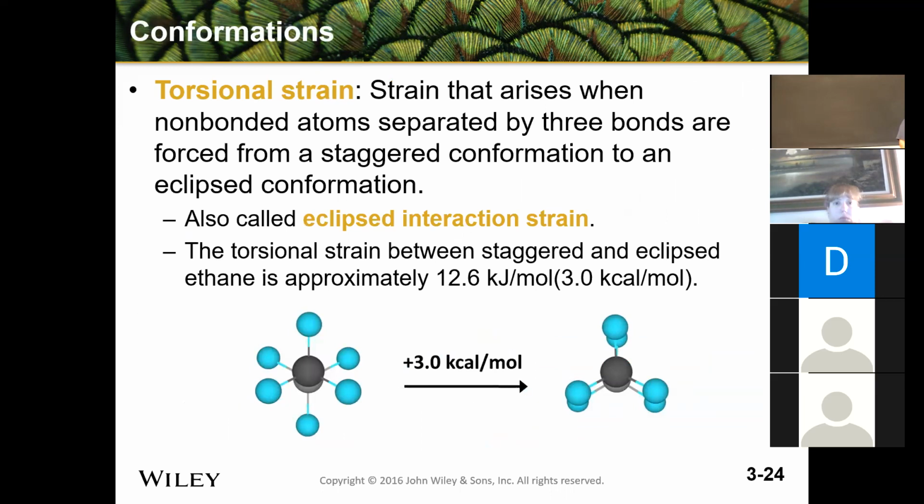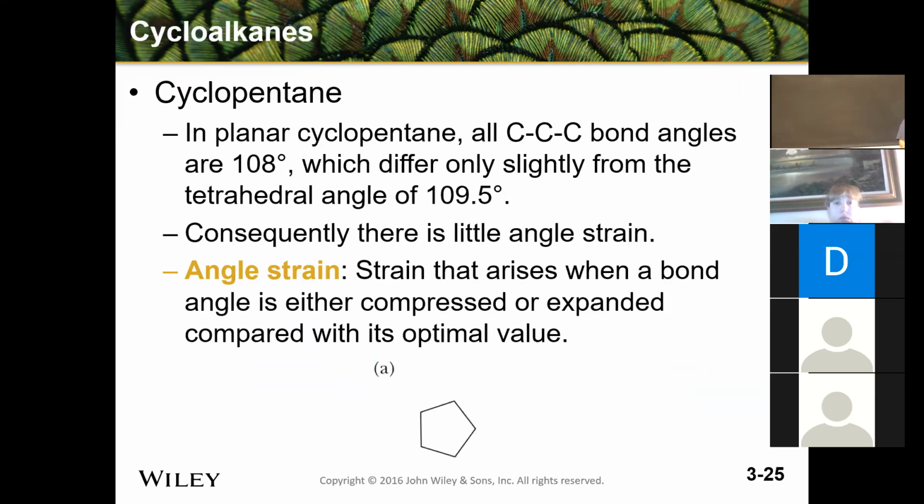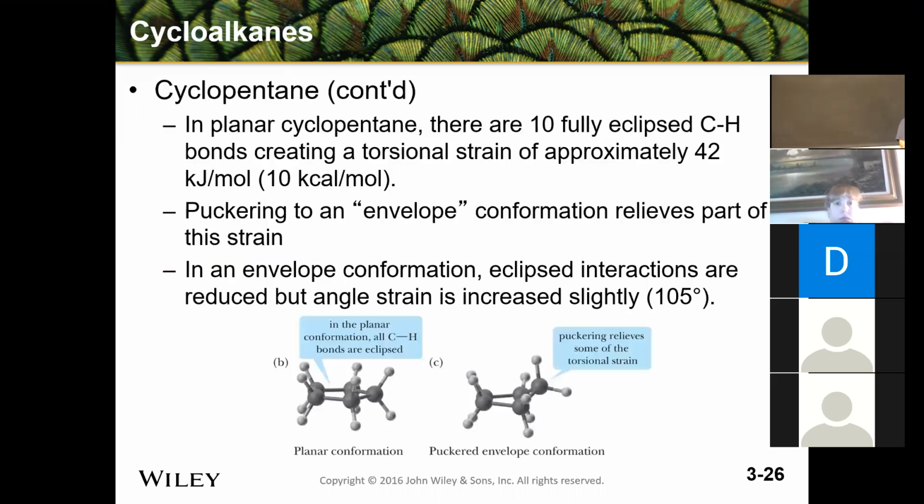I'm going to skip over this. We introduced the idea of torsional strain, where hydrogens are eclipsed. And that's the case with cyclopentane when it's in the planar conformation. There's repulsion between these hydrogens, and that introduces strain on this bond. This can be relieved by a puckered envelope conformation or a folding of the ring.